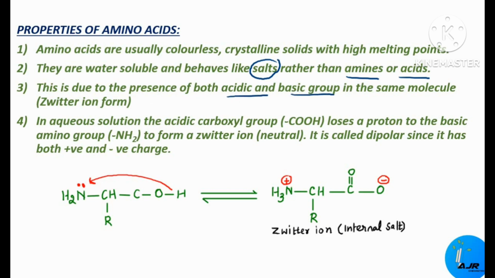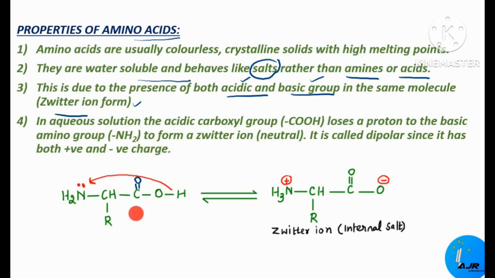Why is this soluble in water? Why is this behaving so? Because these amino acids have both acidic as well as basic groups in the same molecule, which is called the Zwitter ion form. Now let us see what a Zwitter ion is. In aqueous solution, the acidic carboxyl group, that is COOH, present in the amino acid, loses a proton to the basic amino group NH2 to form a Zwitter ion.